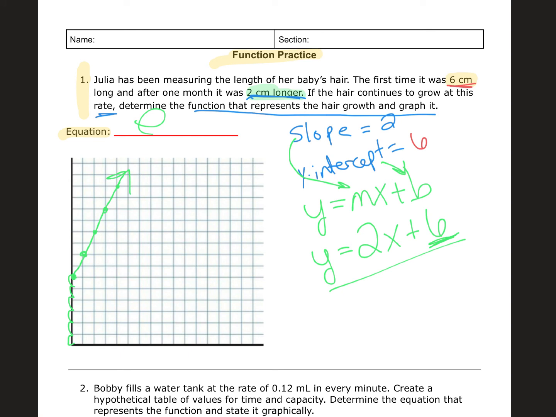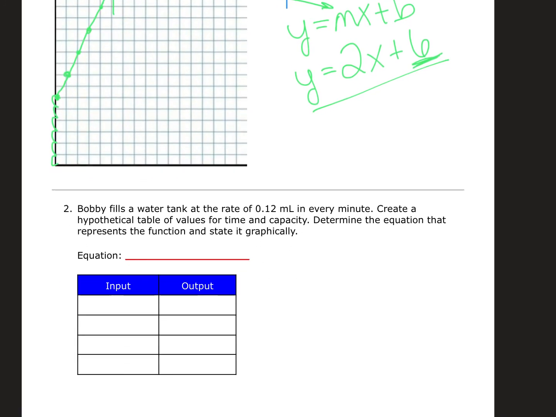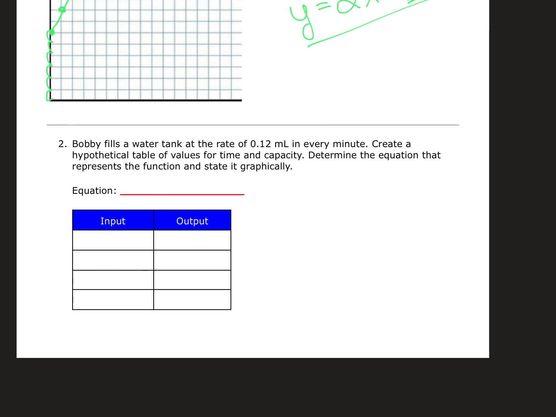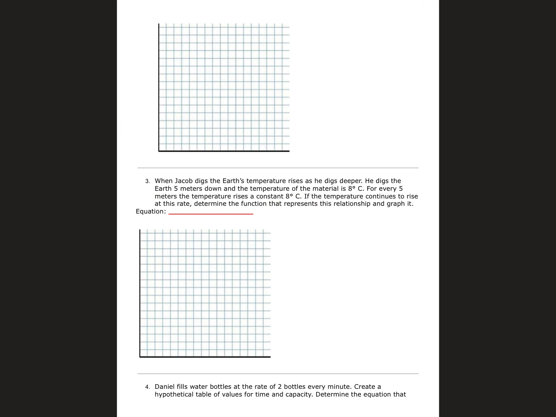For the next situation, I just want to show you real quick. In addition to doing the equation, it asks you to do a table. So you have to do input and output. And then you go to the next page, you can see that you have the graph underneath that.